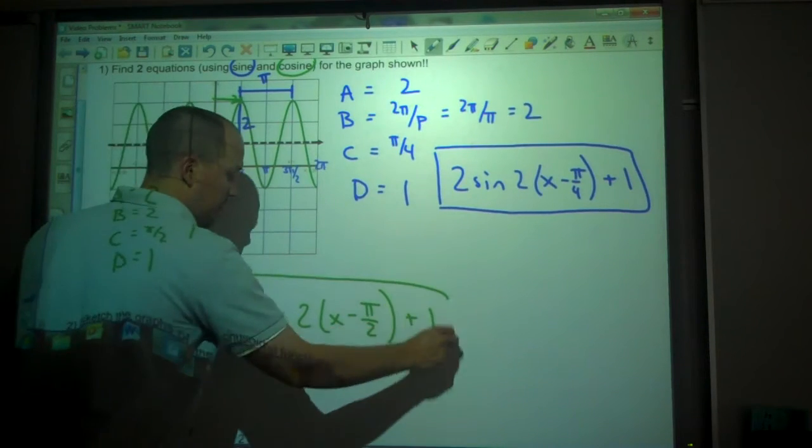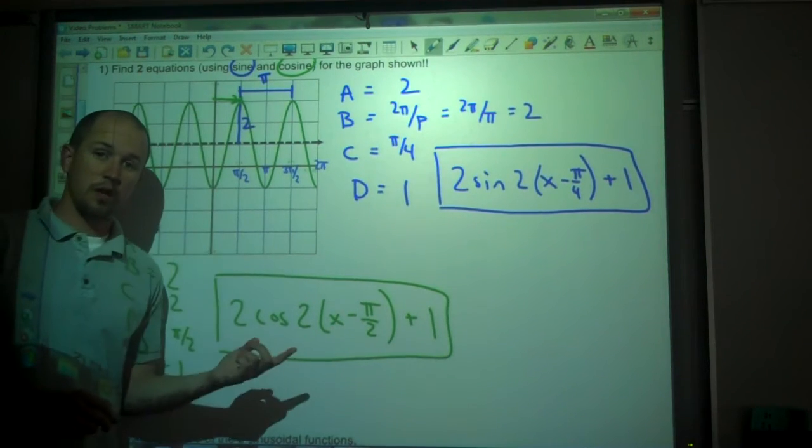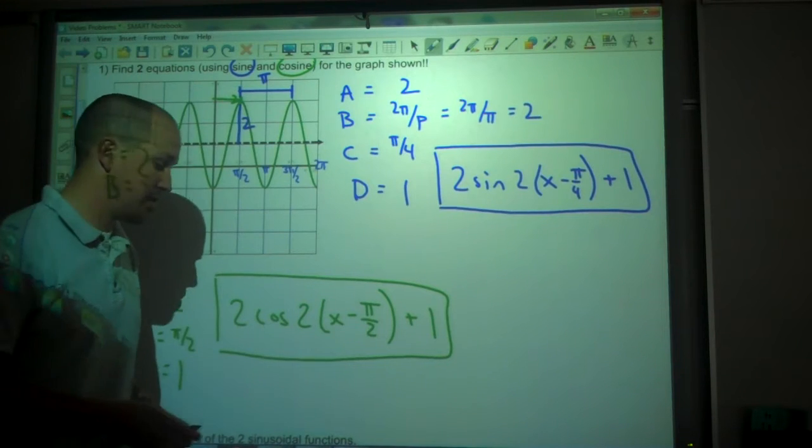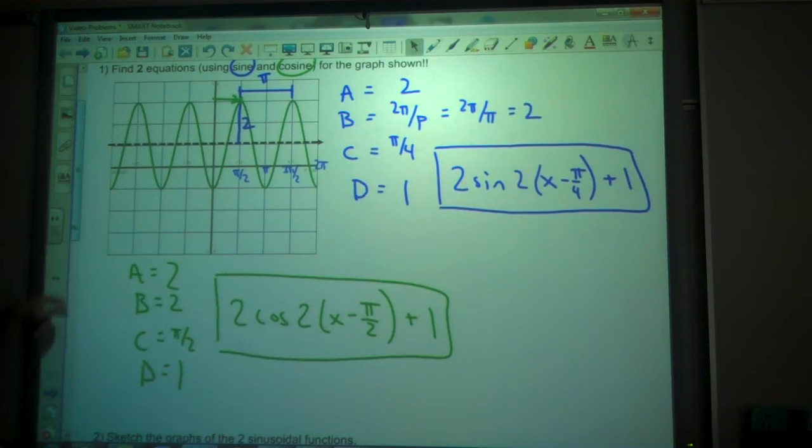Okay, these both model the same function. Alright, they both model the same function. That works. Okay?